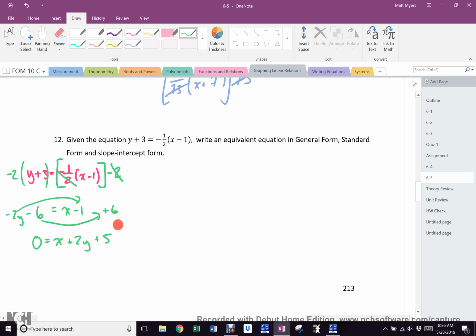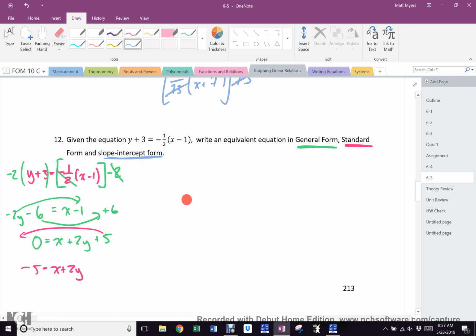How do I make that general form's ugly cousin standard form? Just move the 5. So general form is in green. Move the 5. Negative 5 equals x plus 2y. There's standard form. Now what do I do to get slope-intercept form?